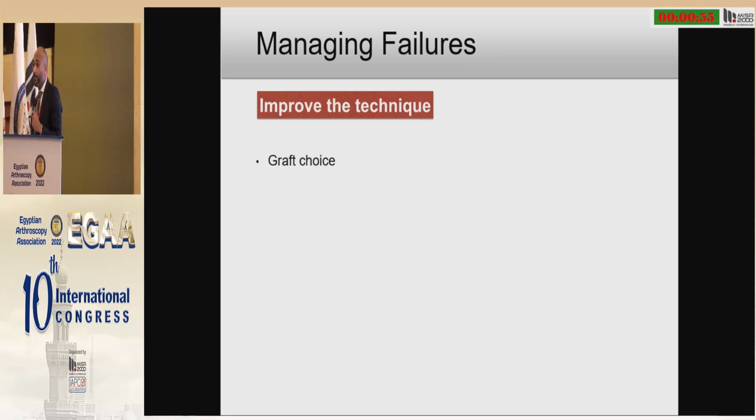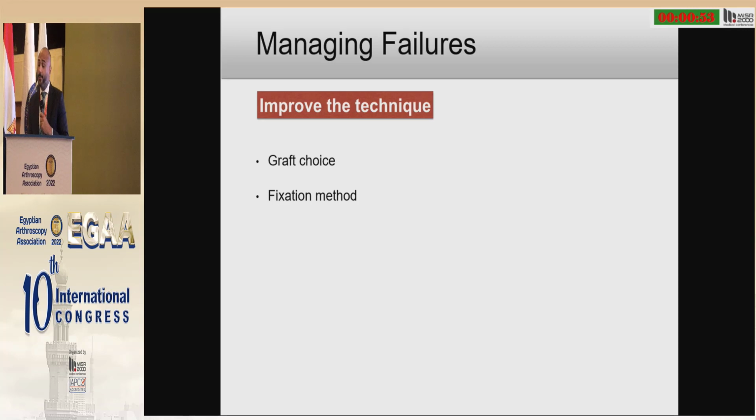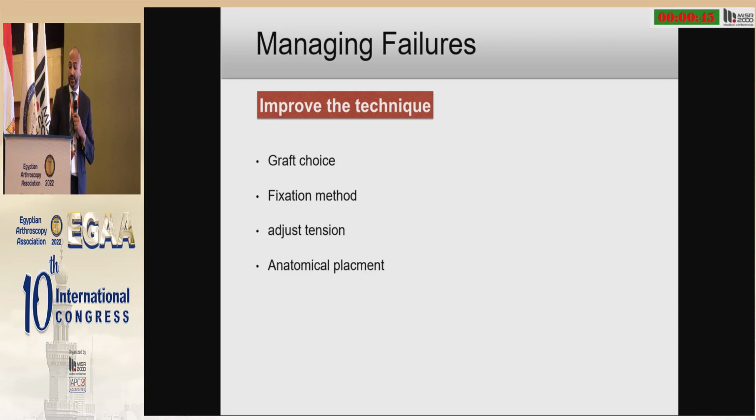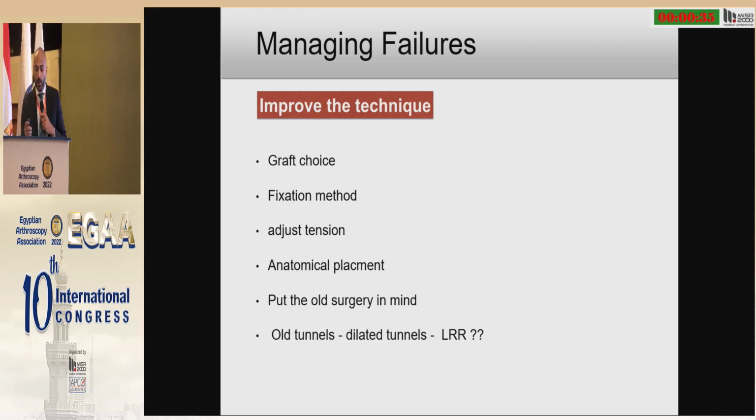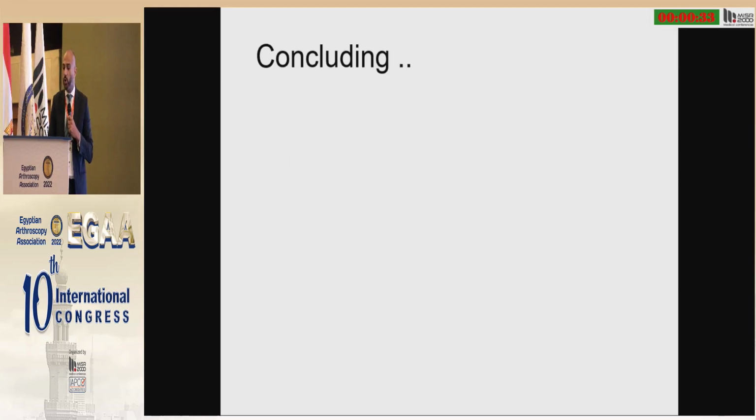Improve your technique by choosing the graft for the second time and choosing your fixation method. And it's wise to think at another level in order not to fail again. Adjust your tension this time, precisely locate your anatomy, and keep the old surgery in mind, the old tunnels in mind, the old fixation techniques in mind, and be aware of the dilated and old tunnels.